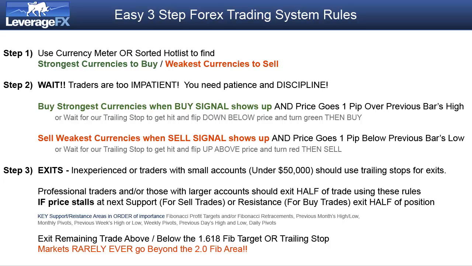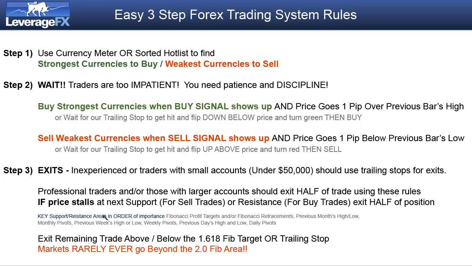And then for exits, new traders, inexperienced traders, or those with smaller accounts, 25 to 50,000 or less, should use trailing stops for your entire exit. If you have a bigger account and you're trading more lots, you should exit half when it hits the first support resistance area. Support is an area where there's likely to be buying, so when you sell, that's an area where you want to exit half, and resistance is an area where there's likely to be some selling. I typically always draw my fibs on the previous swing up, and I will get out of my trade at the Fibonacci profit target, usually in the first half, and then I use the trailing stop in the second half.